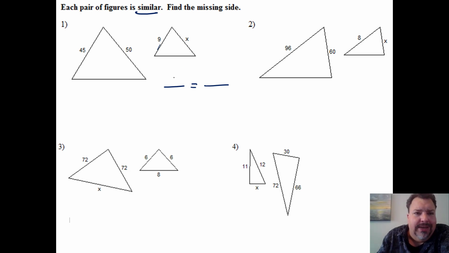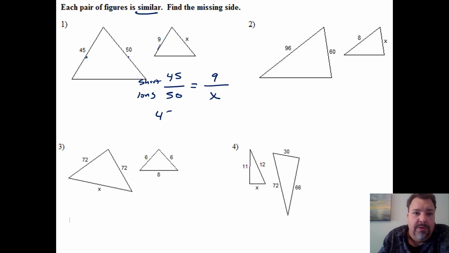And again, there are several different ways. We could go from the shorter side to the longer side, 45 to 50. So we're comparing short to long, and this is from the left triangle. Now we want to do it the same way for the right triangle. Which number is going to go on top? The shorter side has to go on top, so that's the 9. And then the x is the longer side, so it's going to go on the bottom. And so now we have our proportion.